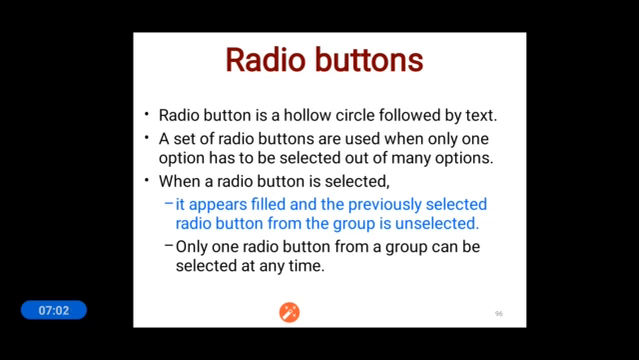Next comes radio buttons. A radio button is a hollow circle followed by text, and generally these radio buttons are used to select one option among the given multiple options. For example, you can find radio buttons whenever you are asked to enter your gender, where you are provided with male, female and transgender. Obviously you need to select one among those. In that case we can make use of radio buttons. These radio buttons allow us to select only one option among multiple options.